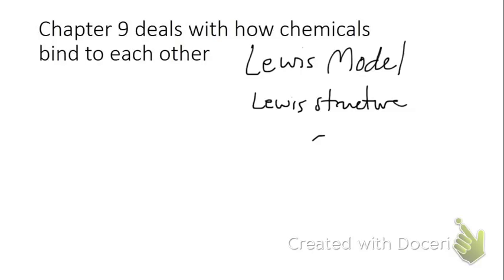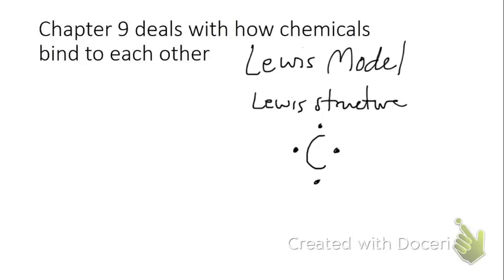For the Lewis structure, let's say you take the elemental symbol, so in this case carbon, and we know carbon has 4 valence electrons because it's in the 4th column. And so we can put 4 dots around the elemental symbol because there are 4 valence electrons. Each dot is equal to 1 electron. Lewis structures are very, very important in this chapter.